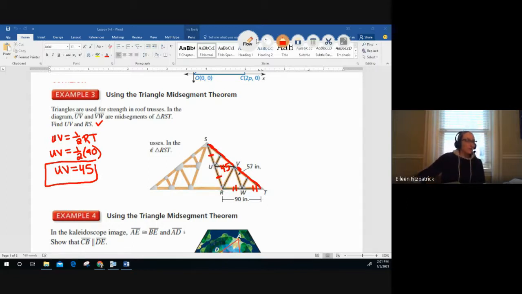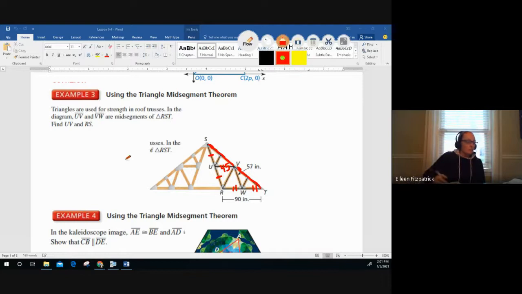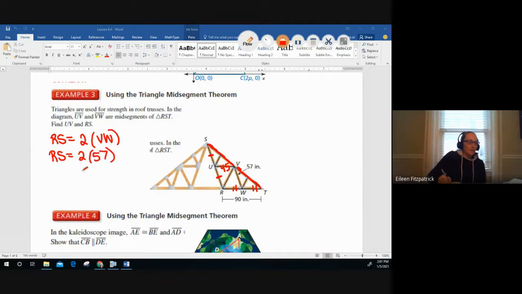All right, let me erase so I have some more room. We can say that RS, that's this segment here, is equal to 2 times VW. And since VW is given as 57, RS is 2 times 57. Therefore, RS is equal to 114. Okay, let's move on to the next example.